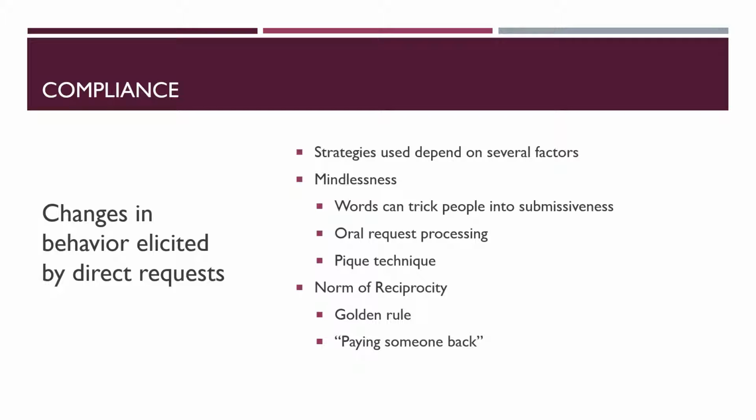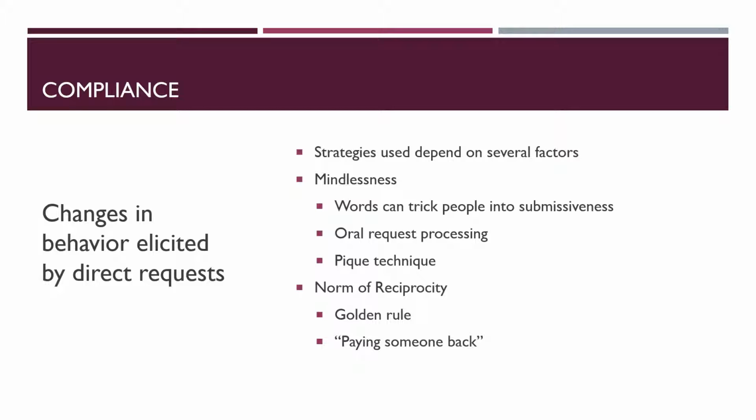So compliance is another type of social influence used, and whereas conformity uses implicit and explicit group norms, compliance elicits changes in behavior based on direct requests. And there's many different strategies used, but these depend on several factors, such as how well we know the other person, the status of our relationship with them, our personality, our culture, and the nature of the request.